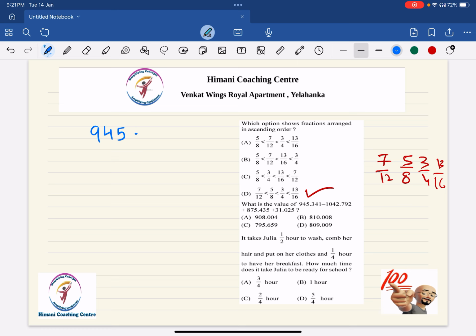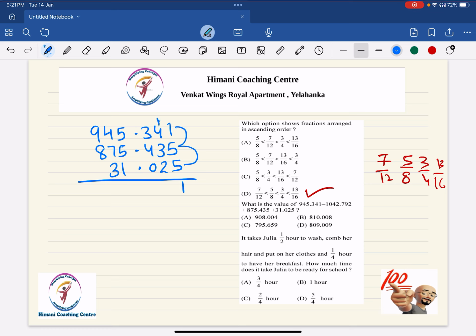So 945.341, then 875.435, then 31.025. Okay. Now let us add. 1 plus 5, 6, plus 5, 11, 1 carry over, 4 and 1, 5, 5 and 3, 8, and 2, 10, 1 carry over, 3 and 1, 4, 4 and 4, 8.